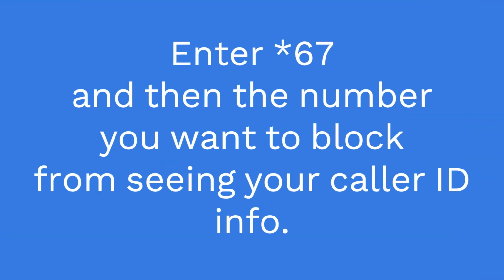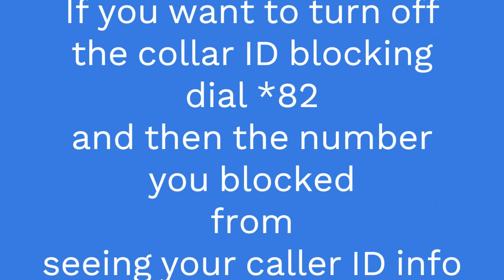Caller ID blocking. Enter *67 and then the number you want to block from seeing your caller ID info. If you want to turn off the caller ID blocking, dial *82 and then the number you blocked from seeing your caller ID info.